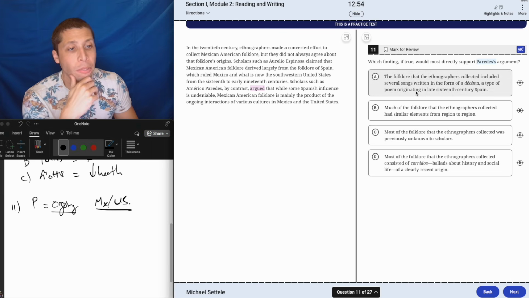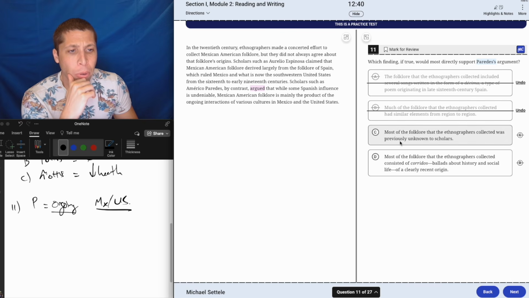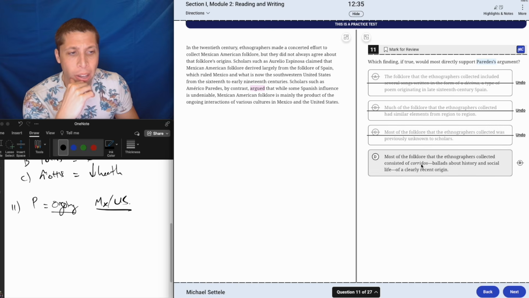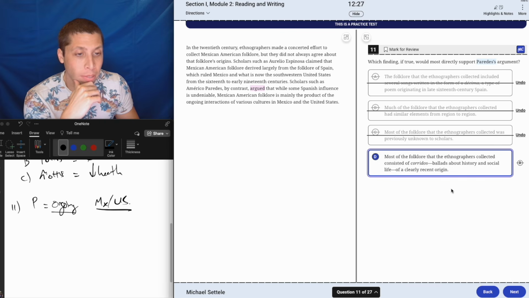The folklore that the ethnographers collected included several songs written in the form of a decima, a type of poem originating in late 16th century Spain. Nope, that's about Spain. Much of the folklore that the ethnographers collected had similar elements from region to region. Who cares? I don't know. Most of the folklore that the ethnographers collected was previously unknown. Who cares? Most of the folklore that the ethnographers collected was considered corridos, ballads about history and social life of a clearly recent origin. So ongoing. Good enough.